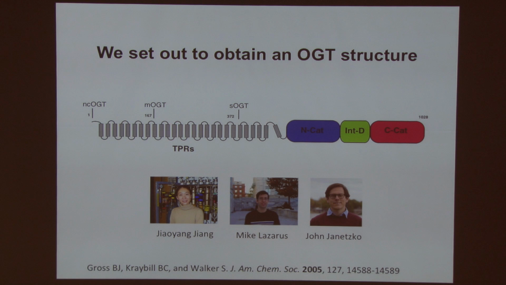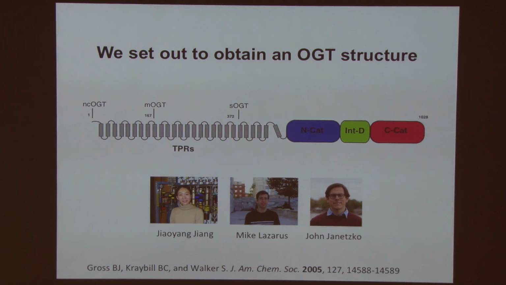Now, my interest in it, as I mentioned, started a long time ago, around 2000, when we had gotten our MurG crystal structure, and so a lot of this was not known, but it was clear that it was going to be an interesting protein, and so we set out to obtain a structure of OGT. And the work I'm going to talk about today, some structural and mechanistic work, was done primarily by three people, by a former postdoc, Xiaoyang Zhang, who is now an assistant professor at Wisconsin, Mike Lazarus, who was a former graduate student who's now starting his independent career at Mount Sinai, and a current graduate student, John Janetsko.